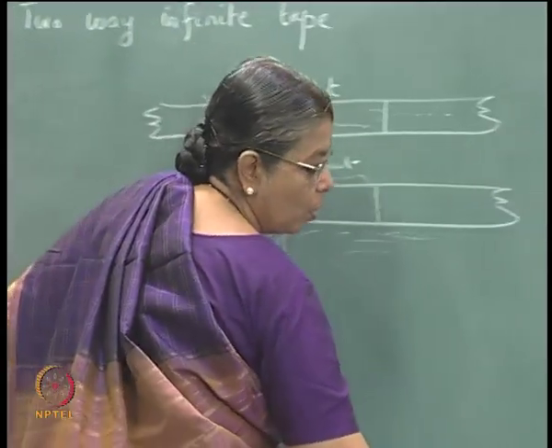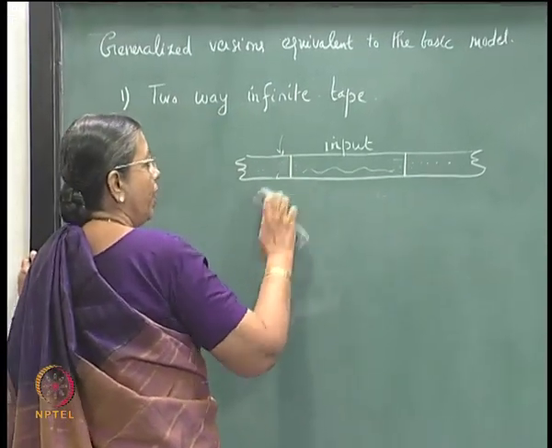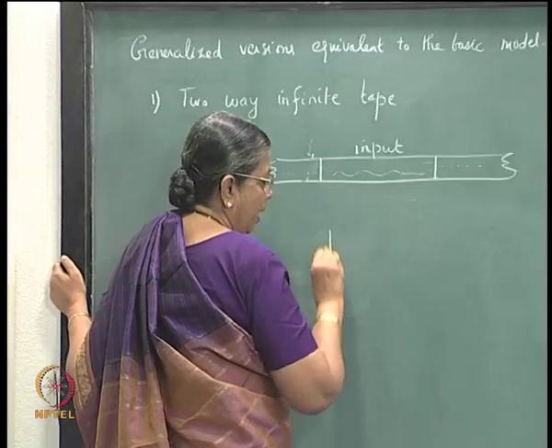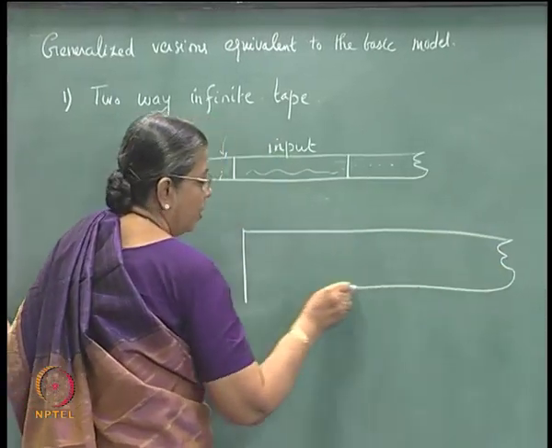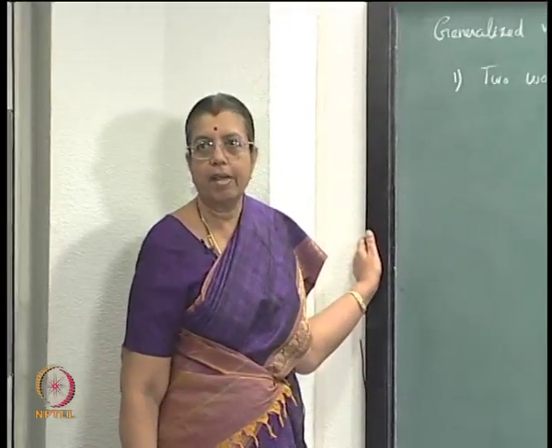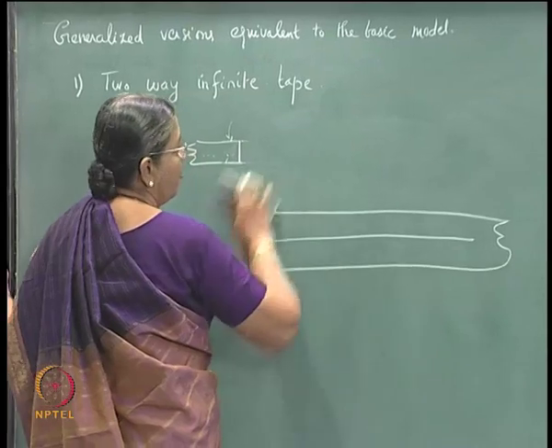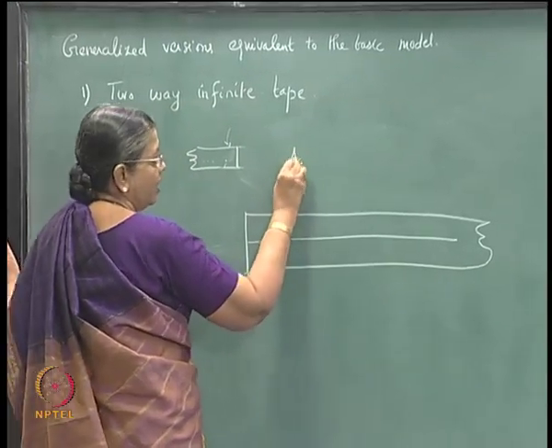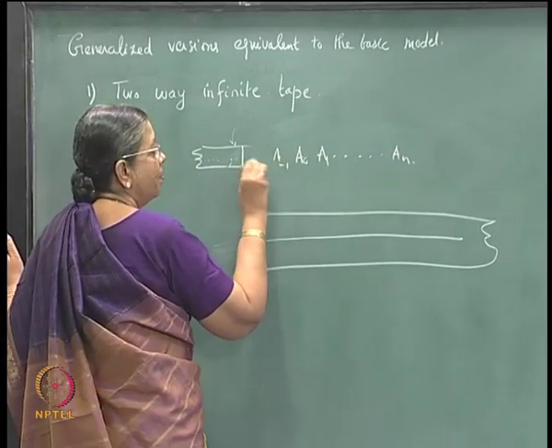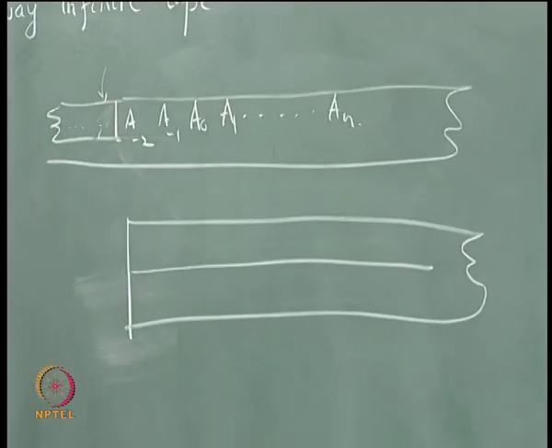Now, how do you simulate a two-way tape with a one-way tape? If you have a two-way tape, you can make use of some cells here also. For that, you take a tape which has got two tracks. Consider a one-way infinite tape which has got two tracks. If in the two-way tape after some moves you started at this position, say A0, some symbols are there A1, A2, An. You might have used some symbols A minus 1, A minus 2, etc. here.